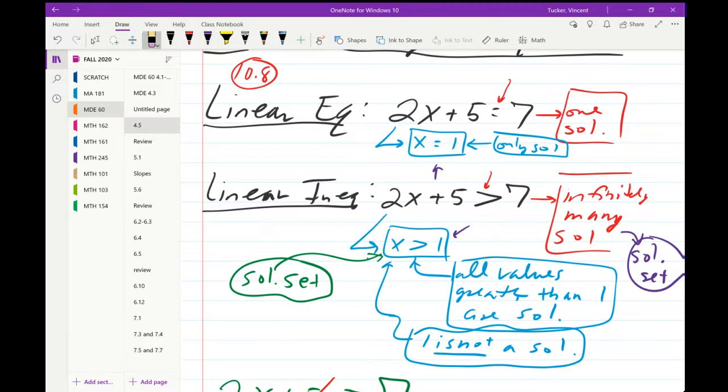All right, questions? So we will solve. You'll get only one solution when you're dealing with equations, a linear equation. But if you have a linear inequality, you have infinitely many solutions. You have a solution set.